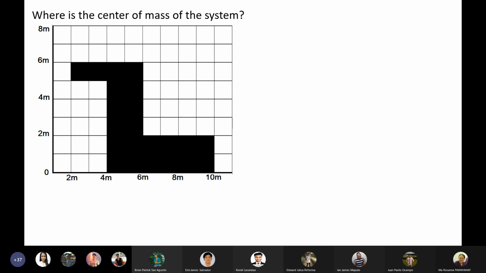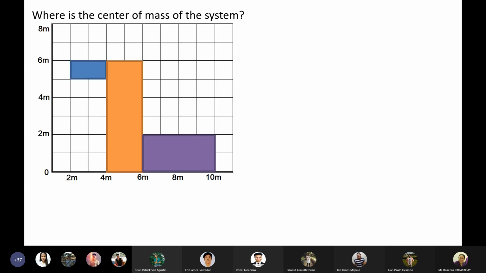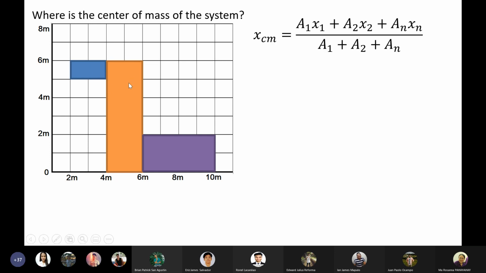So, paano natin makukuha yung area nitong shape na to? So, mas madali siyang gawin if we will divide this into 3 rectangles. Okay, just like this. Okay, so we have the blue one. This is my area 1. Okay, this is my area 1. This is my area 2 and this is my area 3.